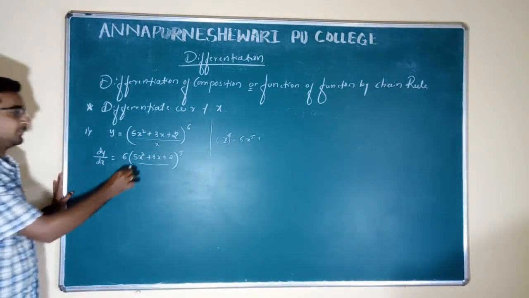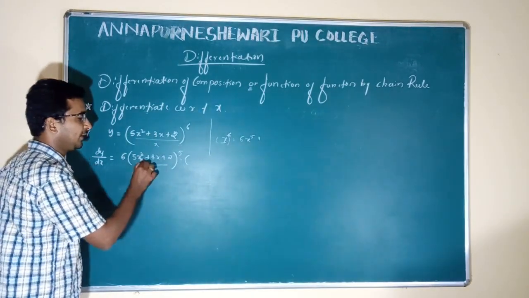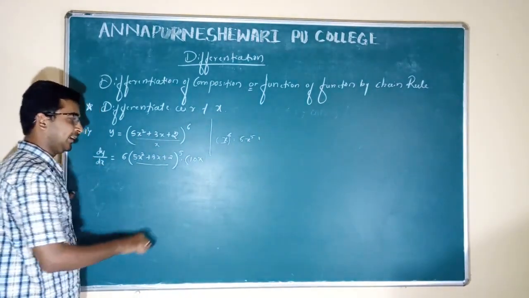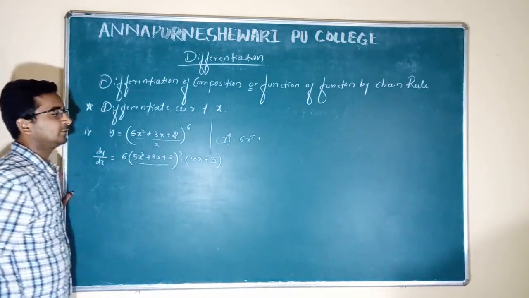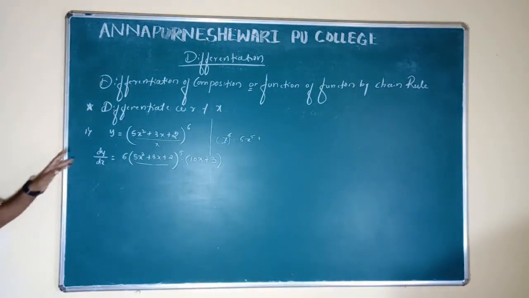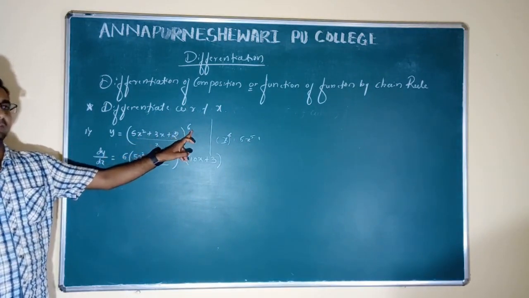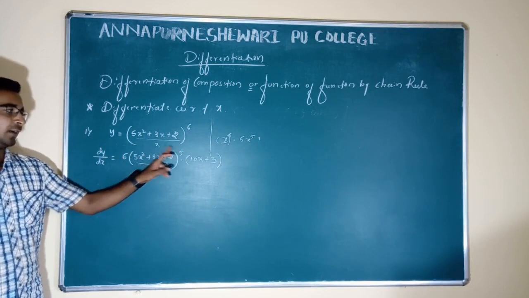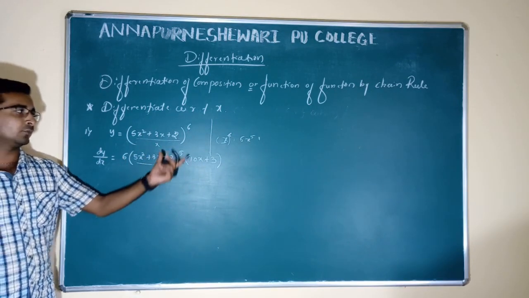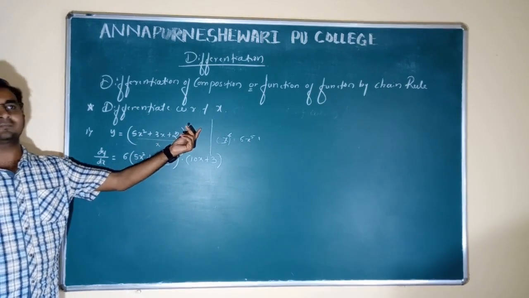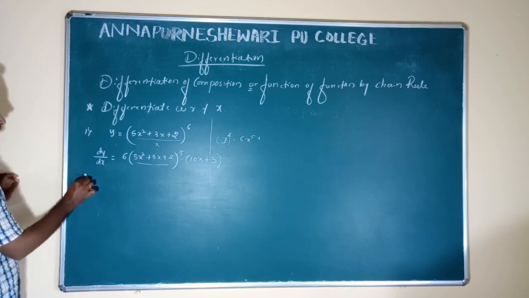Get it? So the differentiation of 5x square plus 3x plus 2 is 5x square is 10x, plus 3x is 3, plus 2 is 0. So the differentiation of 5x square plus 3x plus 2 whole raised to 6 is 6x raised to 5 times the differentiation of this one. First what we have to do? We have to apply to the order of that function, then the main function. One more example I will take.